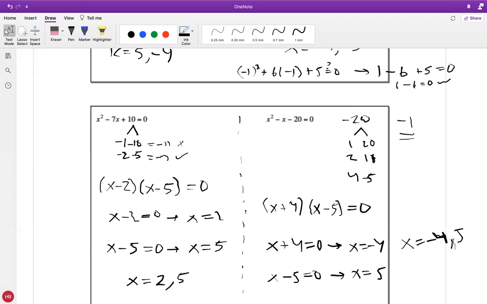So that's how the zero product rule works. Again, it's just factoring with a little additional tidbit at the end where you set the two factors equal to 0 and solve. And that's how we solve quadratic equations.